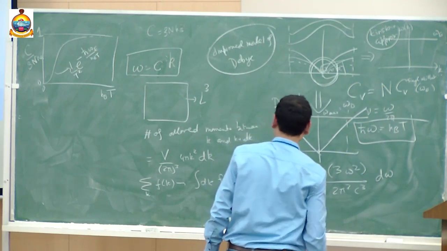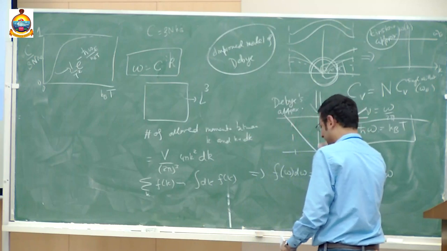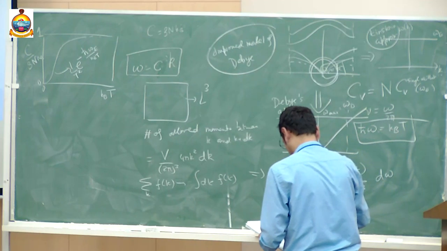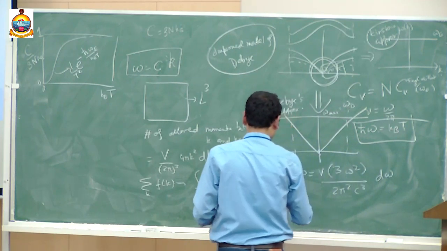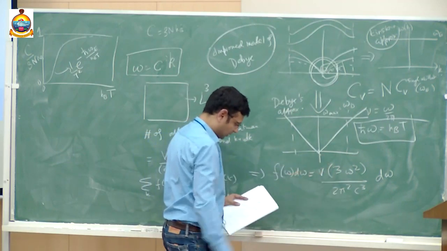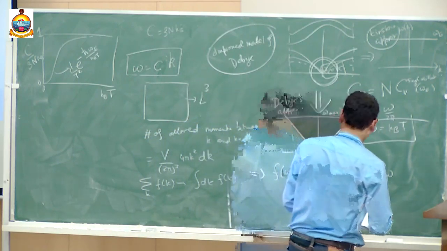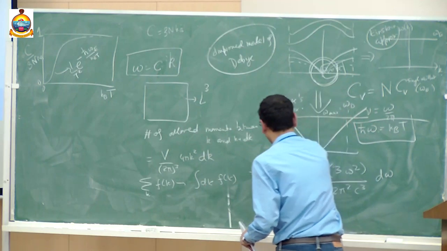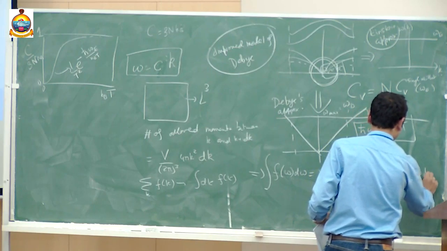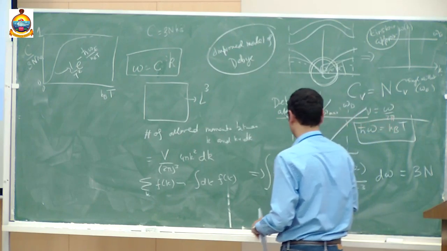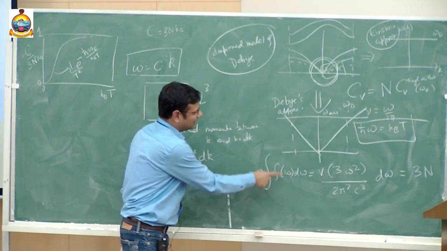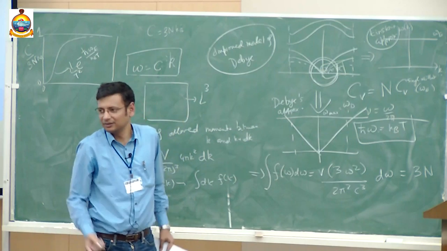As always, I insist you check my algebra. I may make mistakes of factors of 2 and 3 and whatever. But this is essentially the thing. Now, these are the number of modes that I have between omega and omega plus d omega. So now, I need to do an integration here, and that integration should be equal to 3 times N, the total number of modes in my system. So can somebody tell me what is the lower limit of the integral and what is the upper limit of the integral?